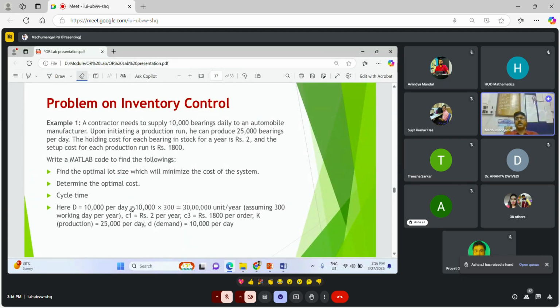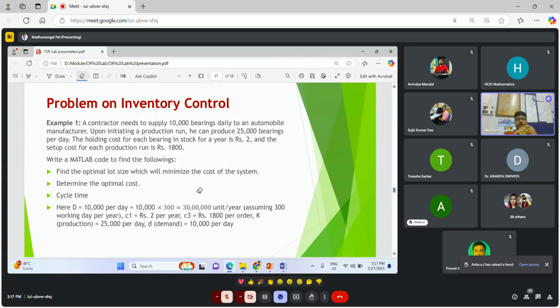For this problem, the demand is 10,000 per day. Demand is a very important thing in any kind of business. So what is the demand per year? The demand is 10,000 per day, so 10,000 is multiplied by 300, not 365. Generally, mathematicians multiply the daily demand by 365. But any particular type of shop, any government shop or even private shop, has at least one day as a holiday.